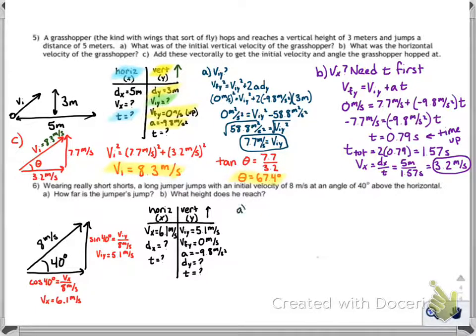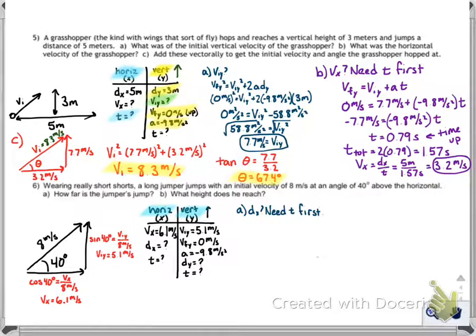So part A asks, how far is the jumper's jump? Well, do we have enough information here to find this? Looking at the horizontal, we see that we know just one of our values there. So it's going to be a little difficult to get our distance just by looking at that. So we're going to have to look at our vertical part. And again, we need our time first. Once we have that time, we can solve for our distance in x.